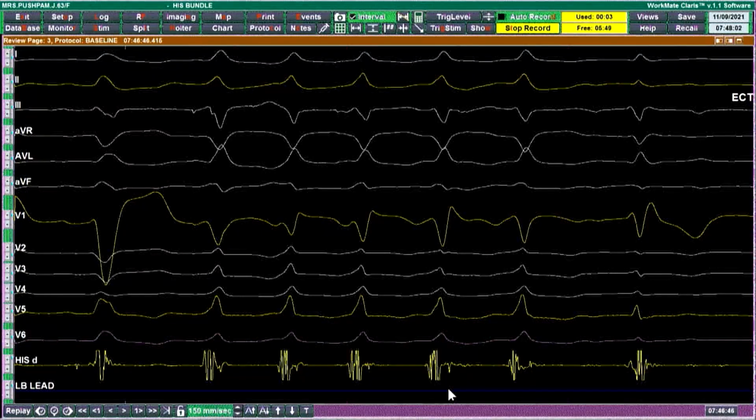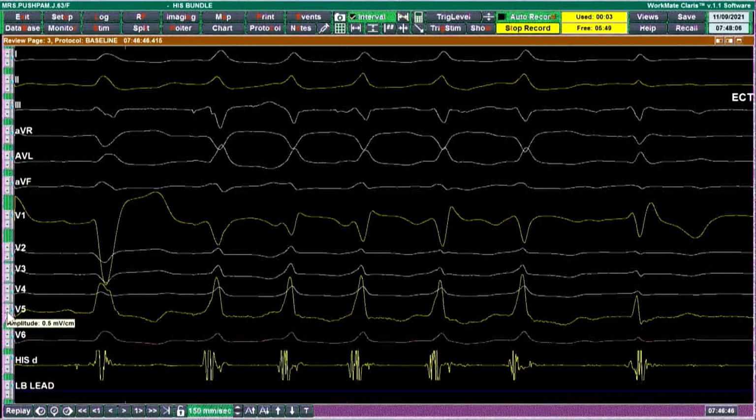When you see the transition from non-selective to selective, usually the QR pattern will change to M pattern. So now you are getting a template beat of M pattern. That means you are probably right on the left bundle area. That we can confirm by doing the unipolar threshold checking.